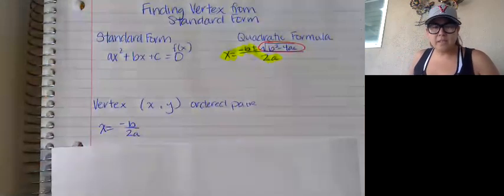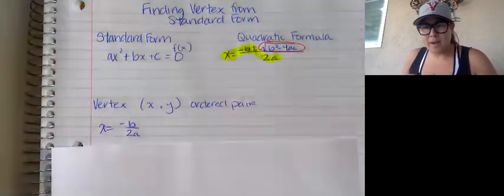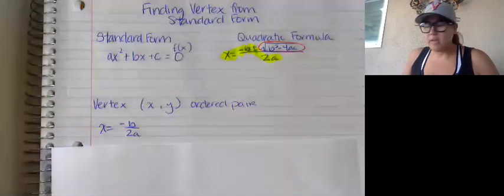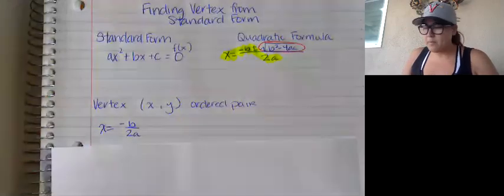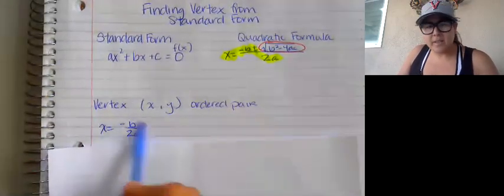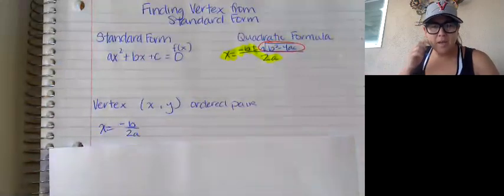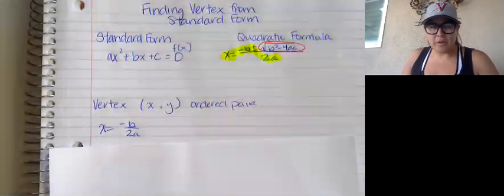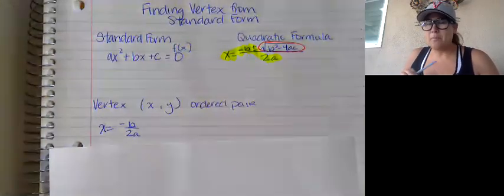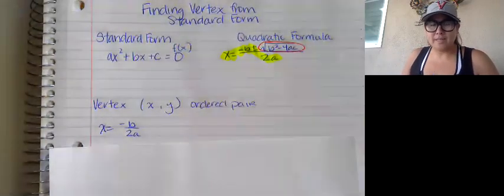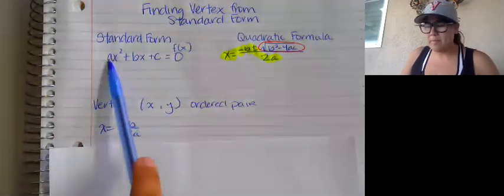And your vertex is an ordered pair. You need an x and a y. I think you guys remember that from absolute value. This part right here is going to help us find the x. And then you're going to be able to plug it back in to your equation to get the y value. So again, not difficult, basic math, just making sure you can identify your a, b, and c.